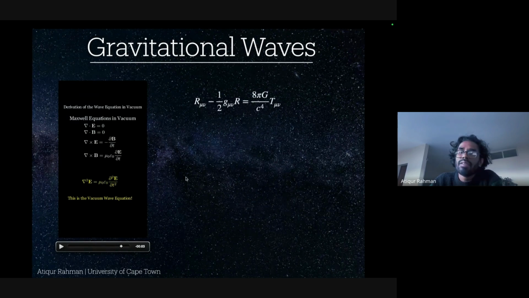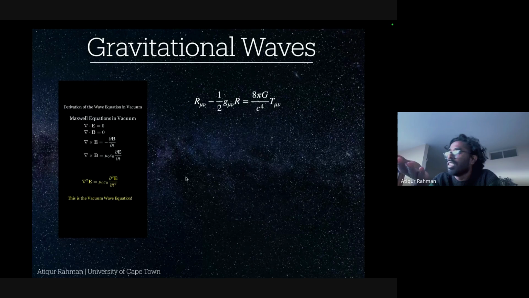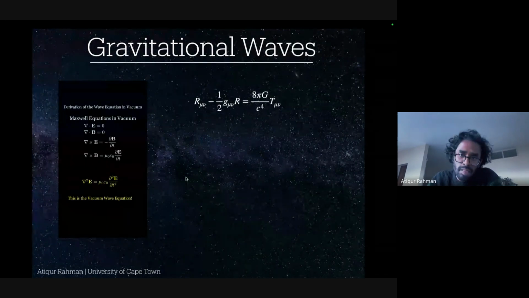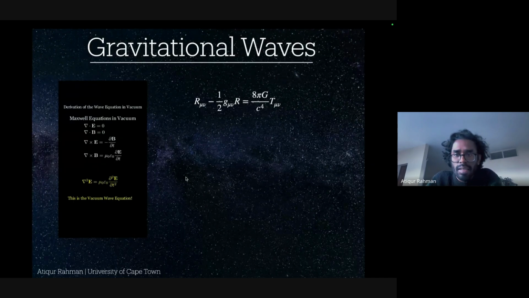Now, what happens in our case? We have Einstein's general theory of relativity, Einstein's field equation, where R mu nu, G mu nu is the metric tensor, and T mu nu is the stress energy tensor, right? And G is the, okay, I forgot what it's called.